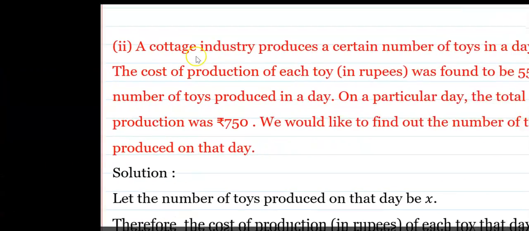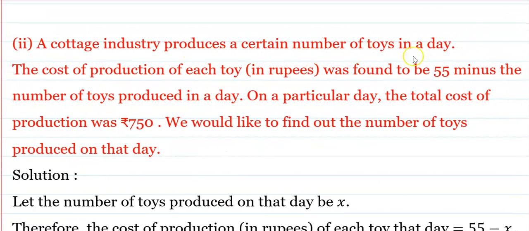A cottage industry produces certain types of toys in a day. The cost of production of each toy in rupees was found to be 55 minus the number of toys produced in that day. On a particular day, the cost of production was rupees 750. We would like to find the number of toys produced on that day.